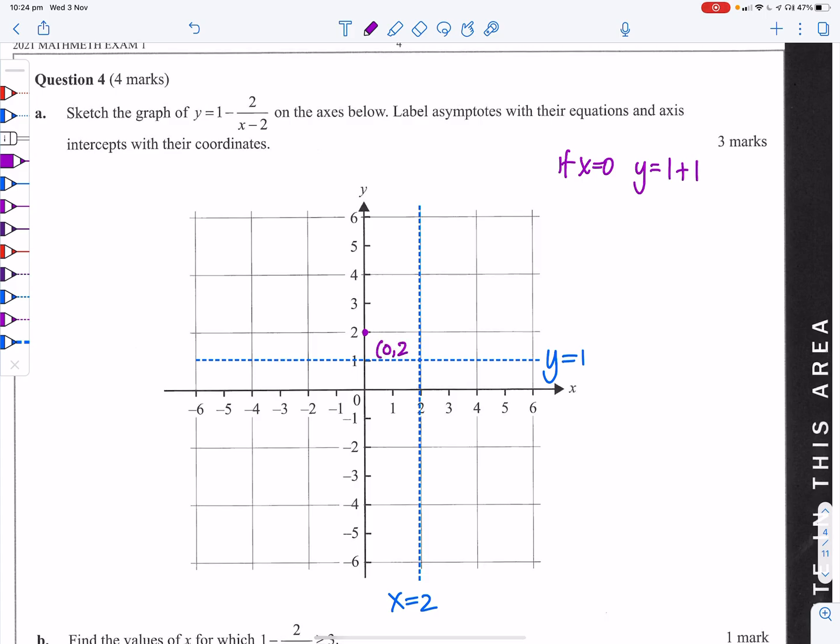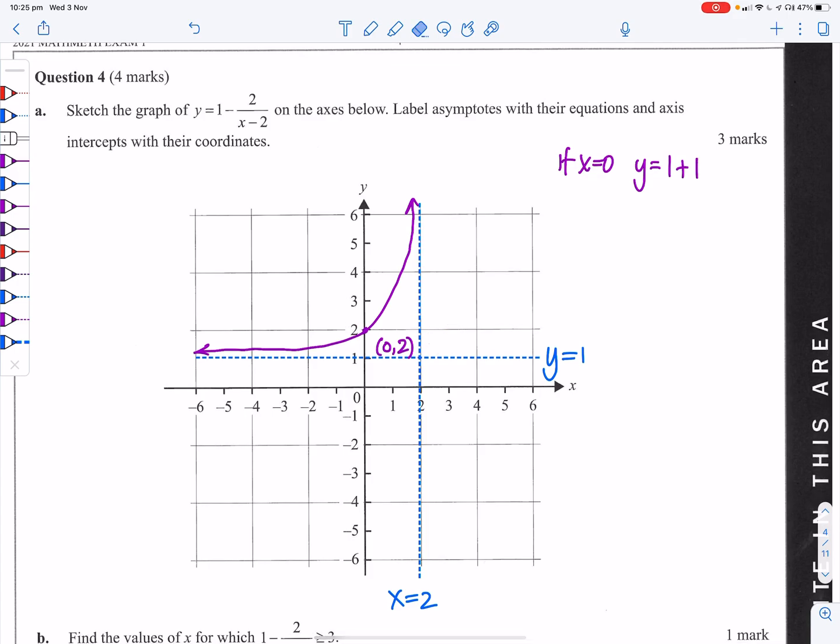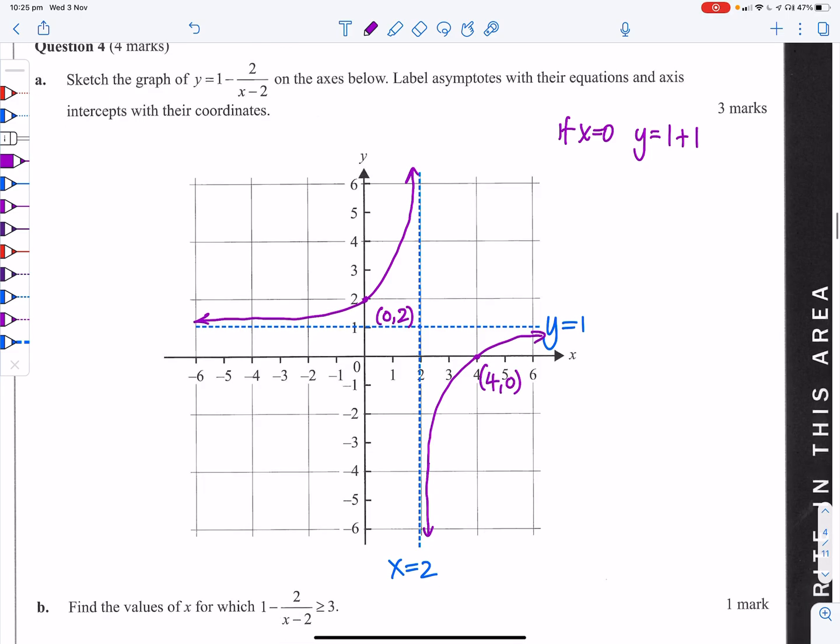So 0, 2. We know it's a hyperbola that's going to approach those asymptotes. And we know by symmetry, from this point here, it's 2 to the left and 1 up, so we can go 2 to the right and 1 down, and it's also got to go through 4. Okay, so that's the point 4, 0. Label asymptotes with their equations, axis-intercept with their coordinates. We've done everything.